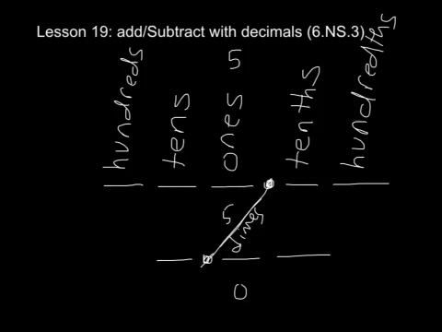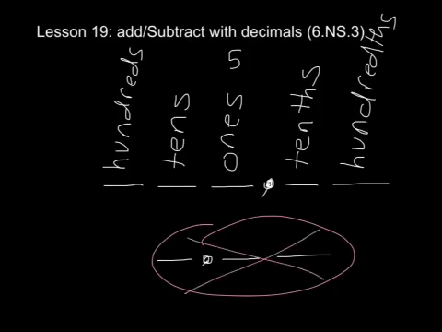So when we add and subtract with decimals, we must line them up. We must line up the decimals. We must line up the place values with each other. We don't put them off kilter.